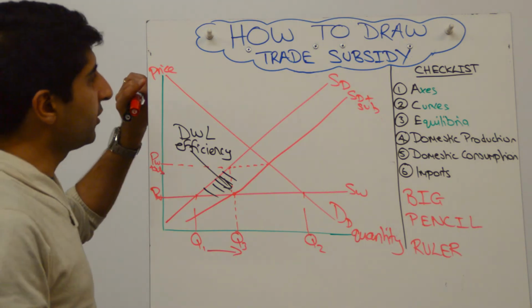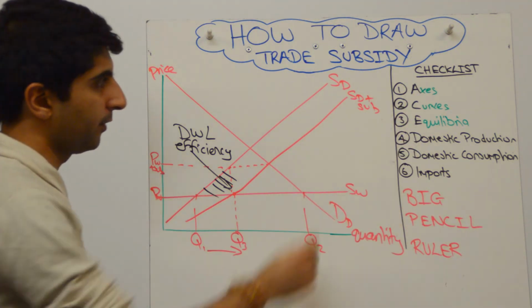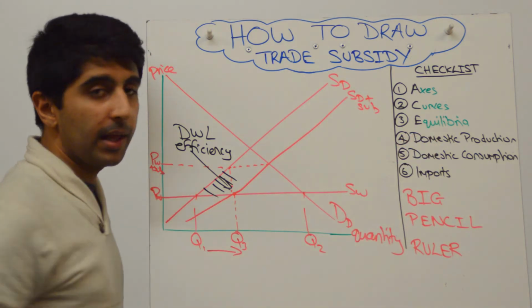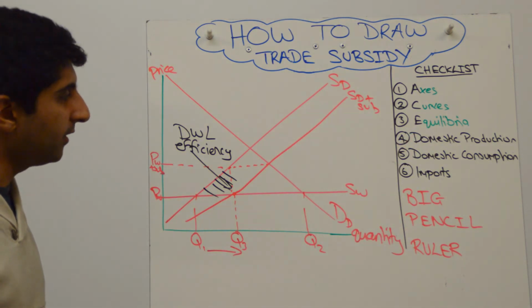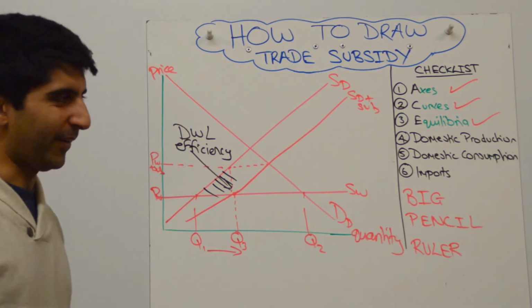Let's go through our checklist. Have we labelled our axis? Yes, we have. Have we labelled our curves? Yes, we have, beautifully. Have we labelled our equilibrium? Yes, we have. In which case, we have got an ace diagram. We've aced it. Brilliant. We're happy.